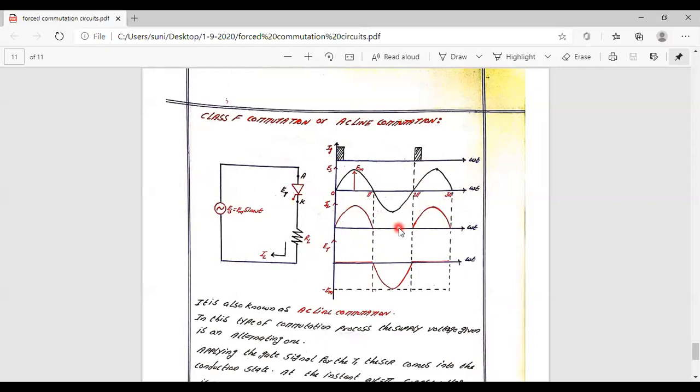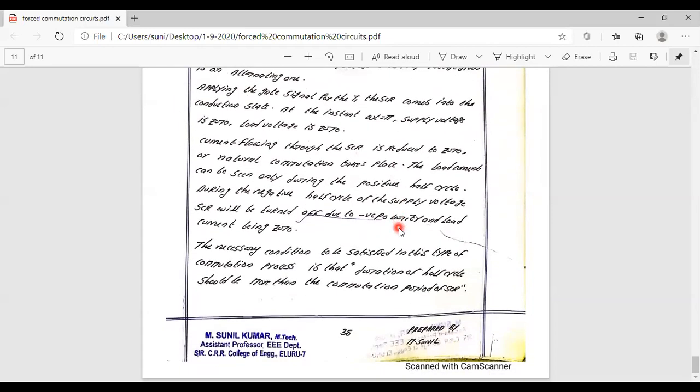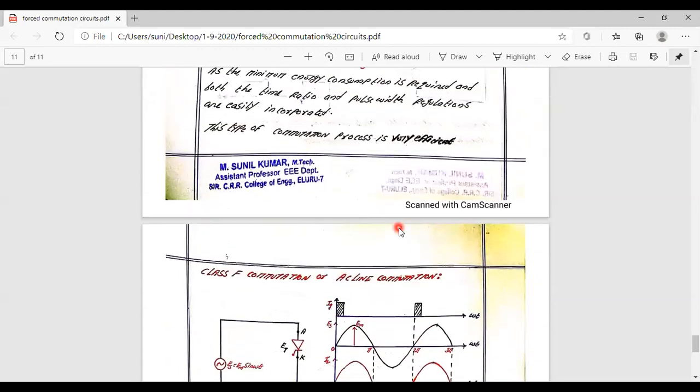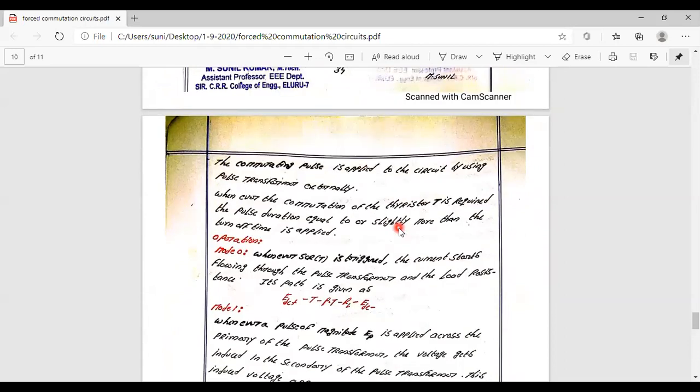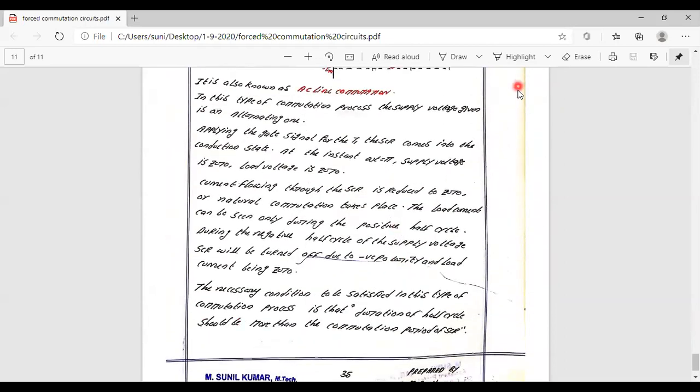So from class A to class E, all the commutations are considered in DC circuits, and class F commutation is considered in AC circuits. All these are the turn off methods employed for SCRs for making the conducting device turn off. Okay, so we may consider the remaining topics in the next session.